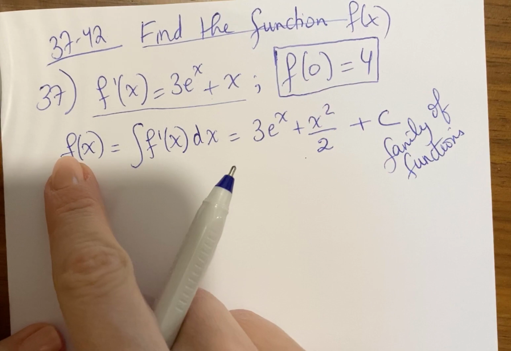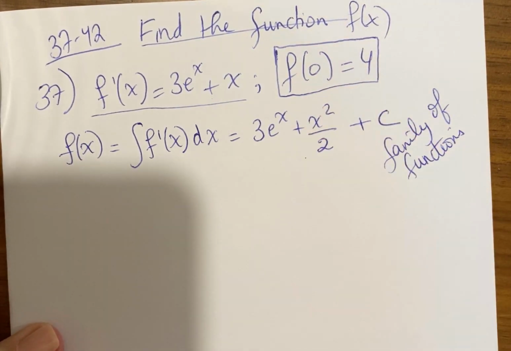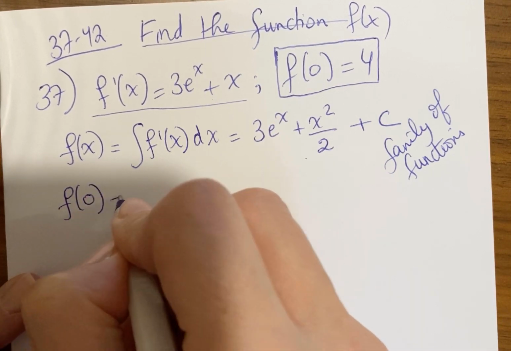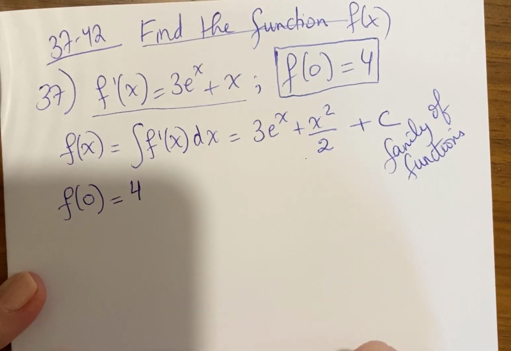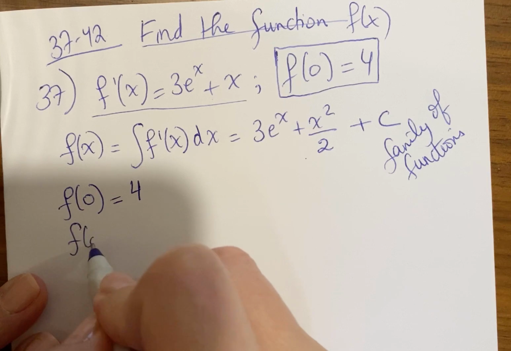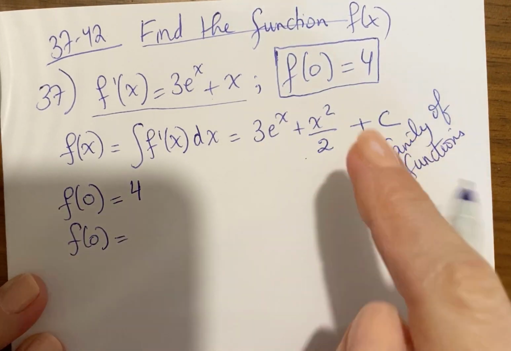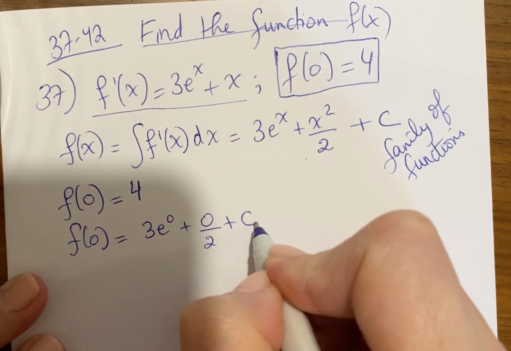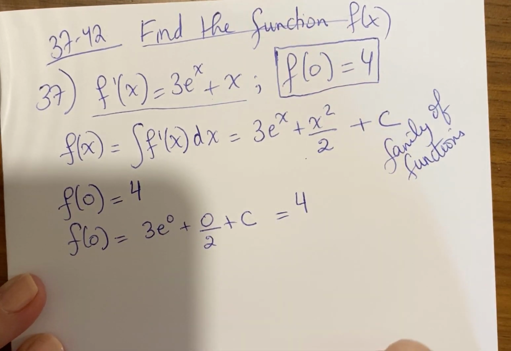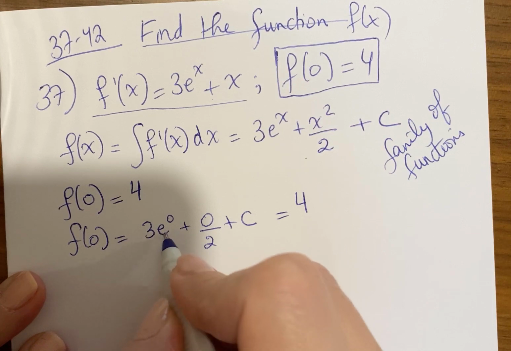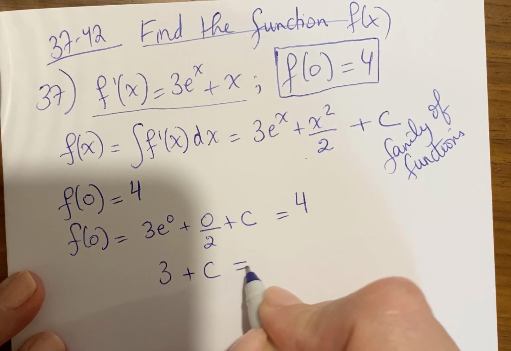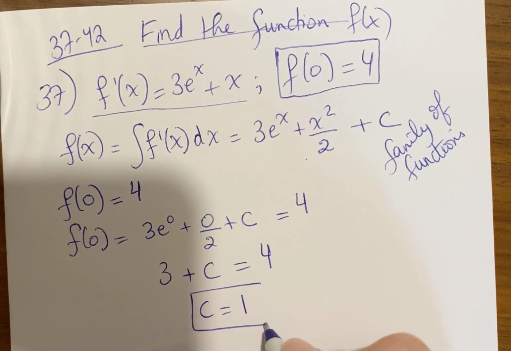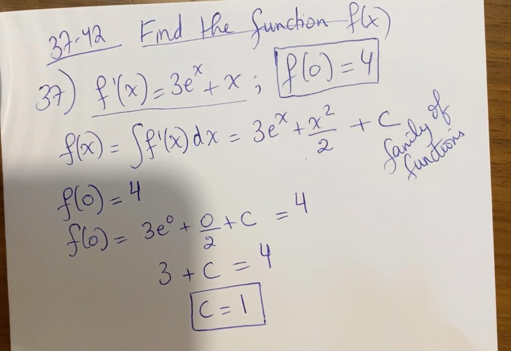See, the general function looks like this. But the specific function you are searching for, when you substitute 0 in it, the answer should be 4. Let's try to substitute 0 in the function that we just got. We will get 3e to the power 0 plus 0 over 2 plus c. What should this be totaling? 4. So 3 times 1, 3 plus c should total how much? 4. So c is forced to be how much? 4 minus 3, which is 1.